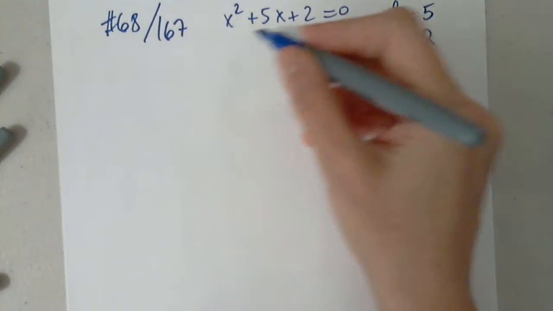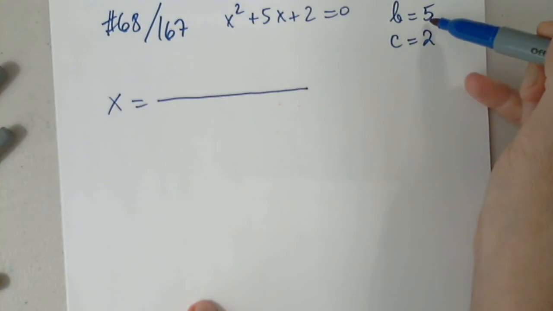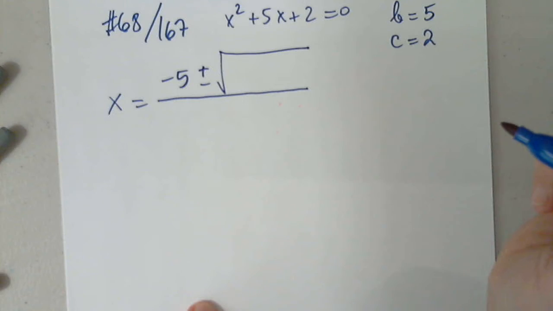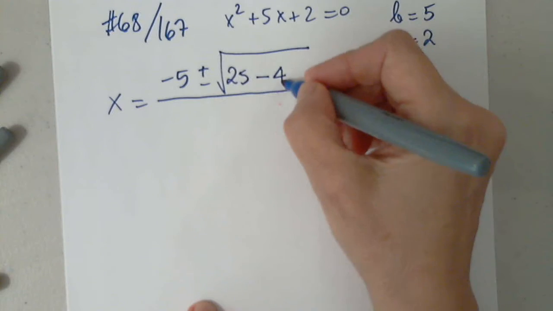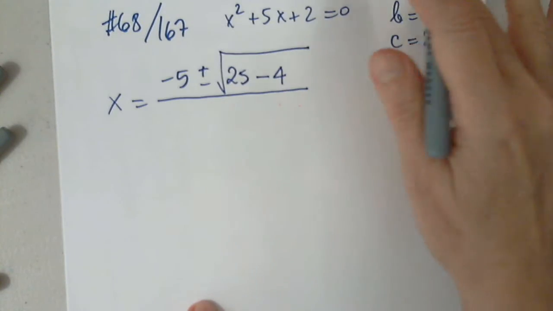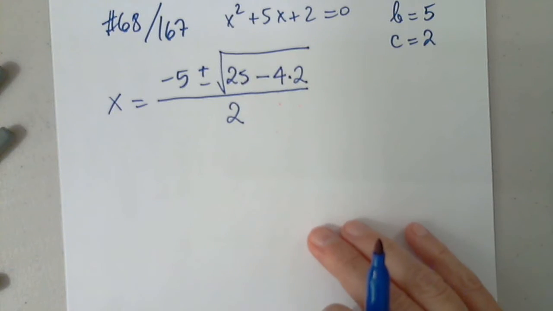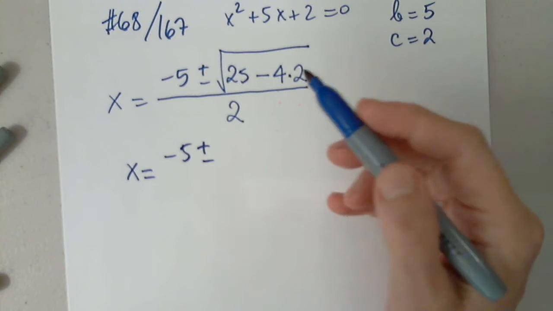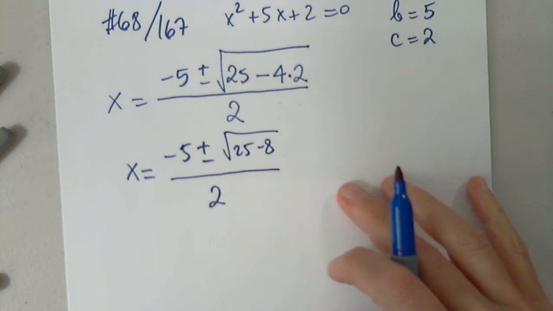I have another laptop here, a tablet that is in the way. Okay, so since it's arranged correctly, I can directly start negative b, plus or minus the square root of b squared minus from the formula, 4 from the formula, a, which is 1, I'm not going to write it, times 2, which is c, over 2 times a, which is 2. So x equals negative 5 plus or minus 25 minus 8 divided by 2.